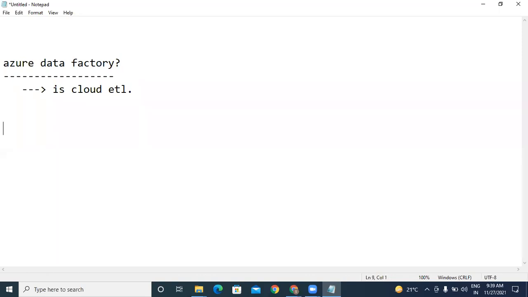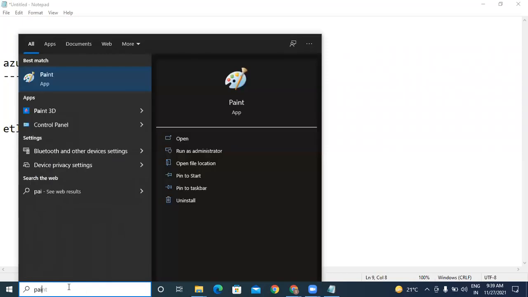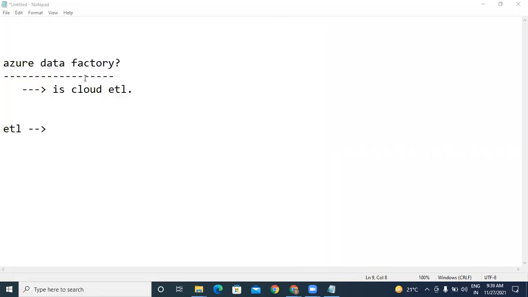Okay. First, let's talk about ETL. When you talk about ETL, there are already a lot of tools in the market. First of all, before proceeding with them, we will first get clarity on the importance of ETL tools, why industry should use these kinds of tools. I will demonstrate with Paint.